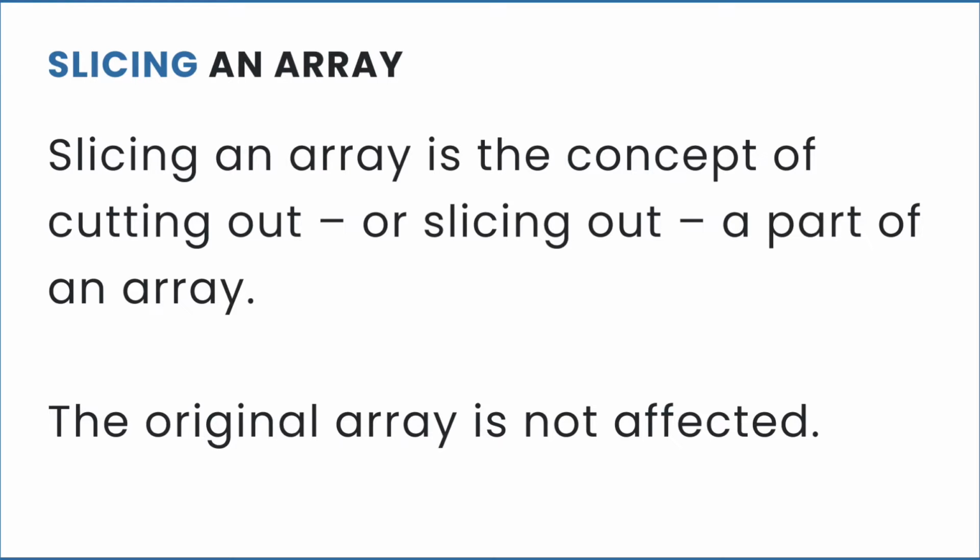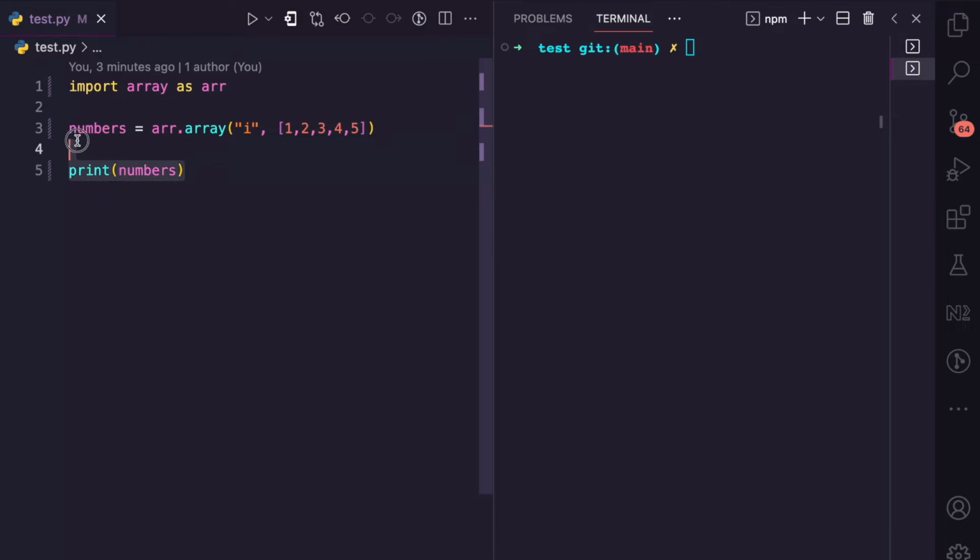Slicing an array is the concept of cutting out or slicing out a part of an array. The original array is not affected, you just select a specific portion of the array that you want to have a copy of, which is called slicing. I'll be using this array example here to show you the different ways in which you can slice an array.